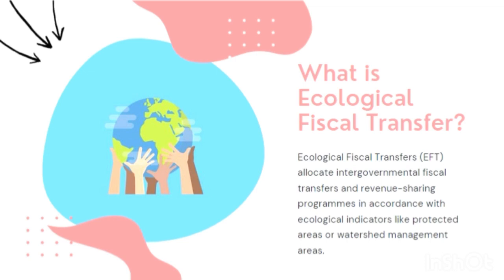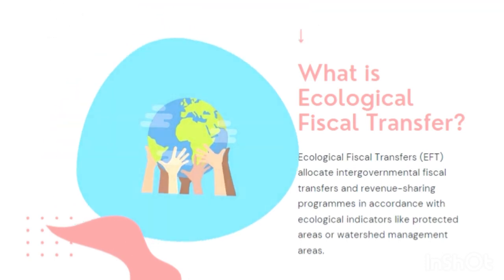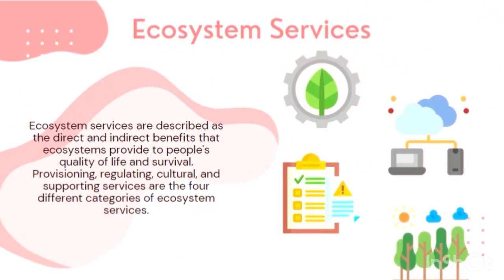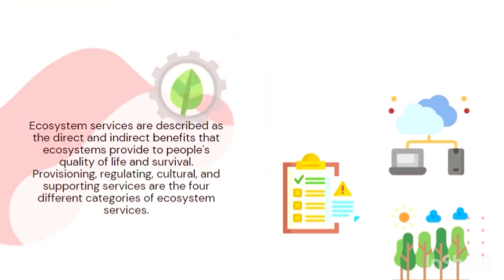Moving on to the next part, what is ecosystem services? It is described as the direct and indirect benefits that ecosystems provide to people's quality of life and survival. Provisioning, regulating, cultural, and supporting services are the four different categories of ecosystem services. How to deal with it, the types, and the application will be explained by my members later.